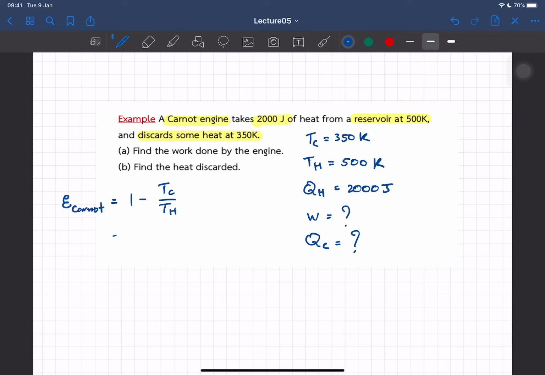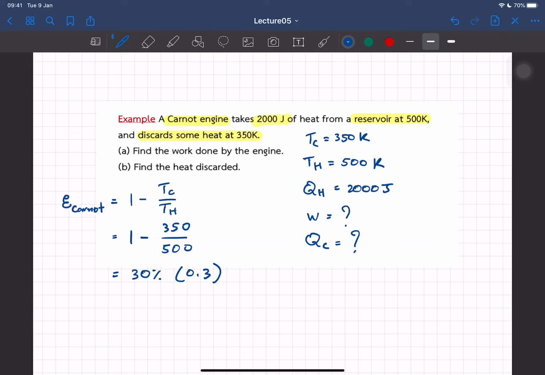But anyway, we can calculate the efficiency for our Carnot engine. So 1 minus 350 divided by 500. So that's going to be 30%, or 0.3. Okay? That's going to be the efficiency of our Carnot engine. And no matter what you do, you cannot beat this.